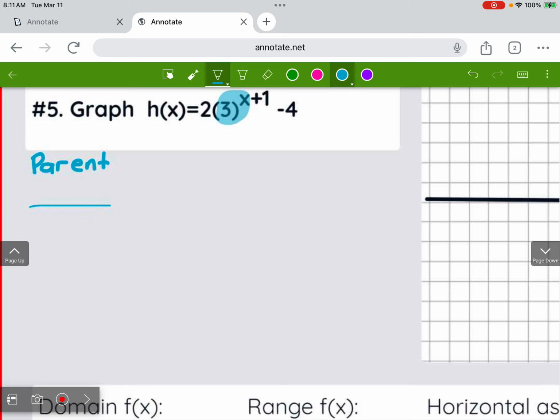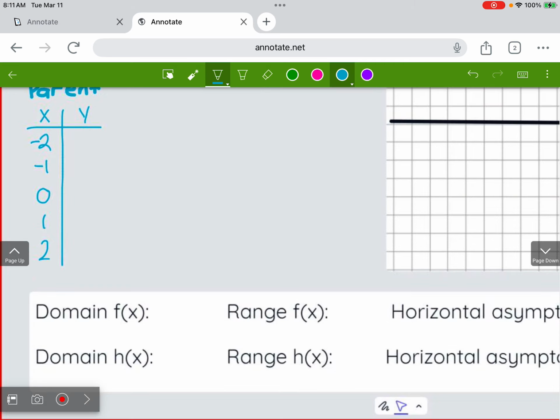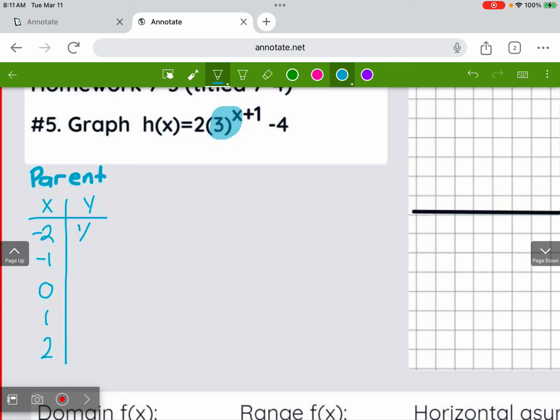That table that we just made in the bell work is exactly what we want to have as our parent table, where we had our -2, -1, 0, 1, and 2, and our y's were 1/9, 1/3, 1, 3, and 9.